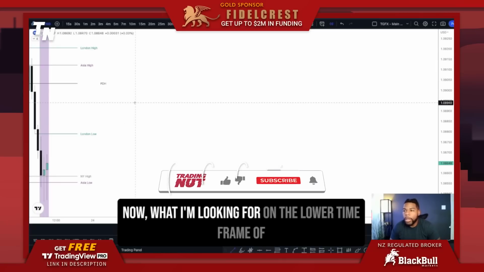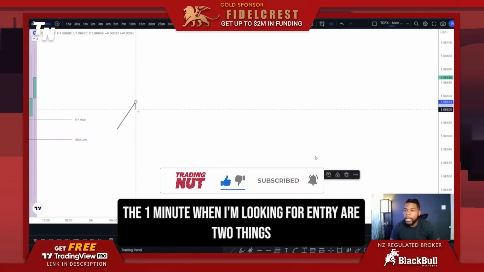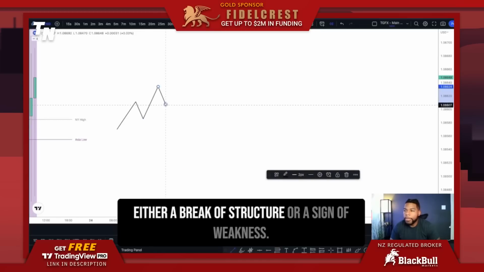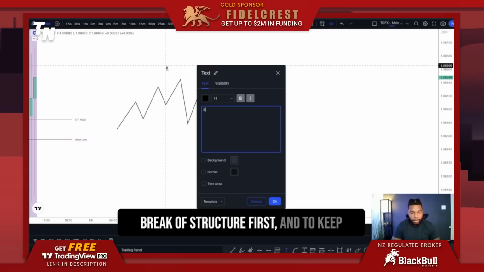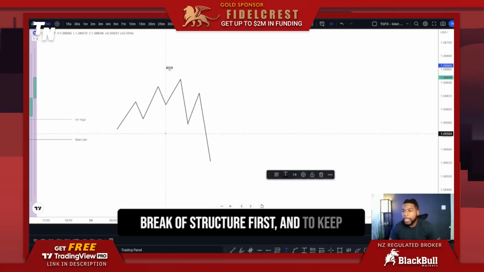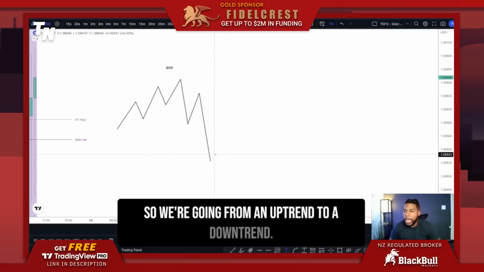Now, what I'm looking for on the lower time frame of the 1 minute when I'm looking for an entry are 2 things. Either a break of structure, okay, or a sign of weakness. Now, we're going to go over break of structure first. And to keep it simple, we're just switching trends, right? So we're going from an uptrend to a downtrend.